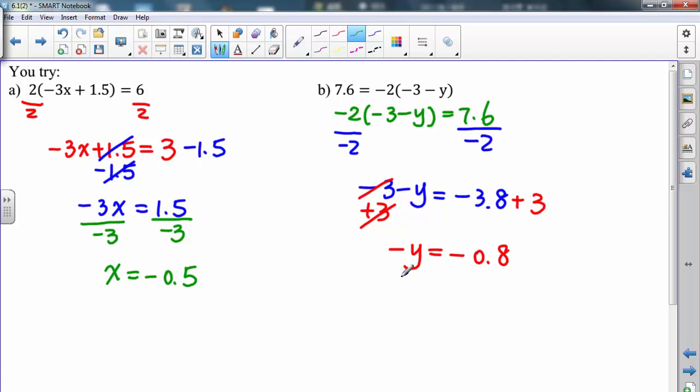And you guys need to remember my goal is to solve for 1y. This one means it's positive 1y instead of negative 1y. So this negative y means negative 1y. What I can do in order to cancel this negative sign is to divide both sides by negative 1. Negative 1 divided by negative 1 is 1, so 1y equals negative 0.8 divided by negative 1, which is 0.8.